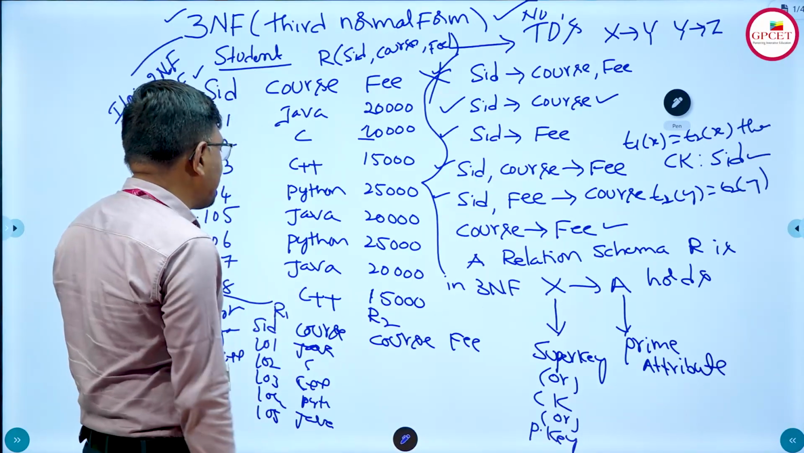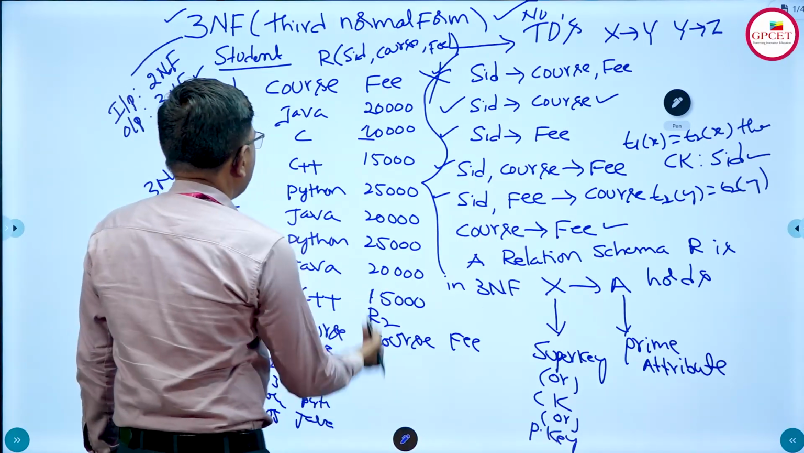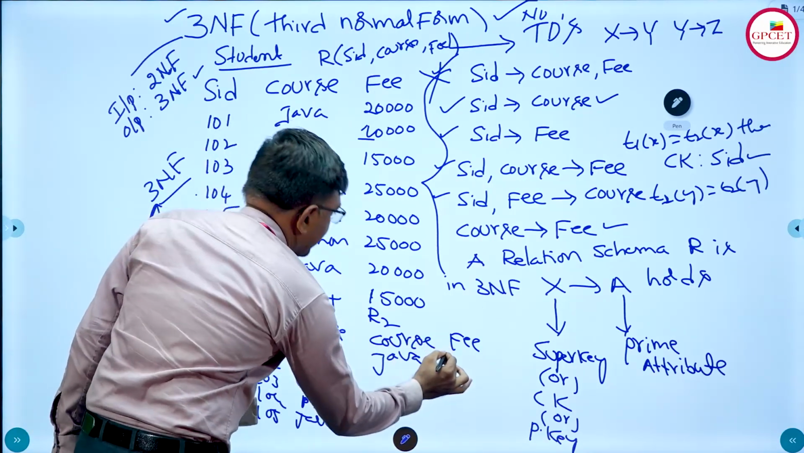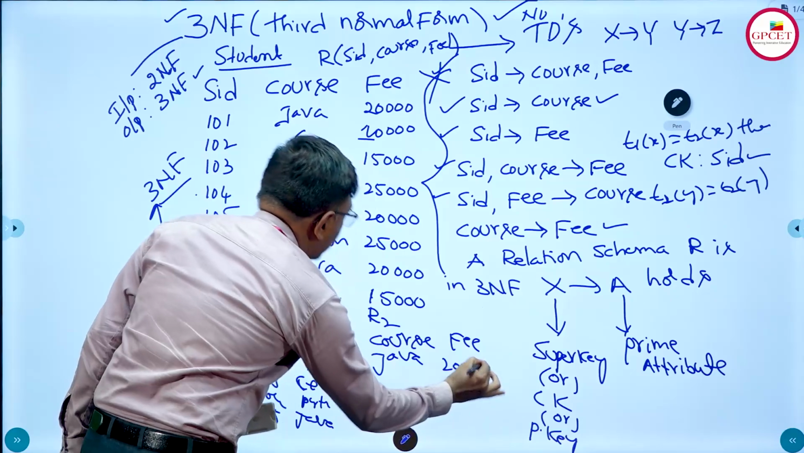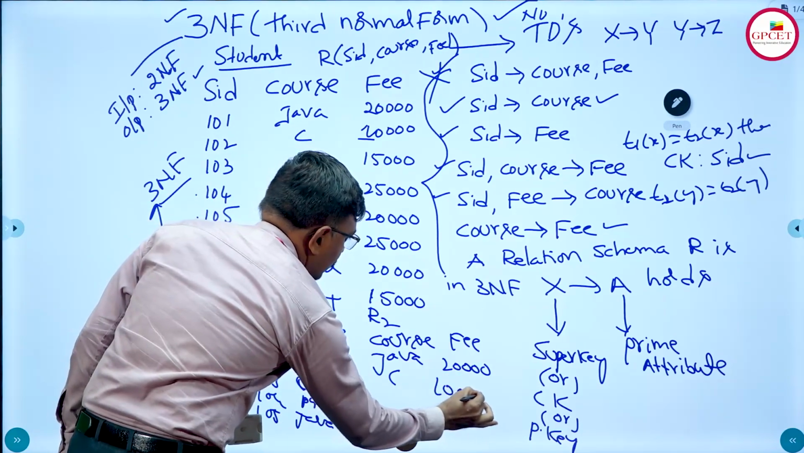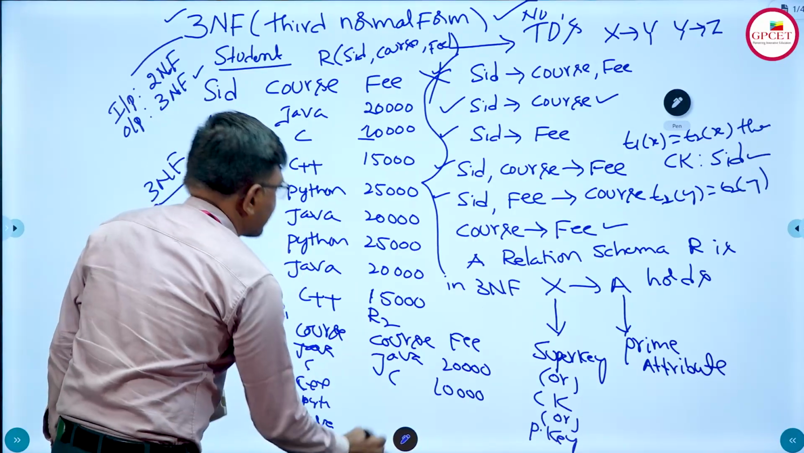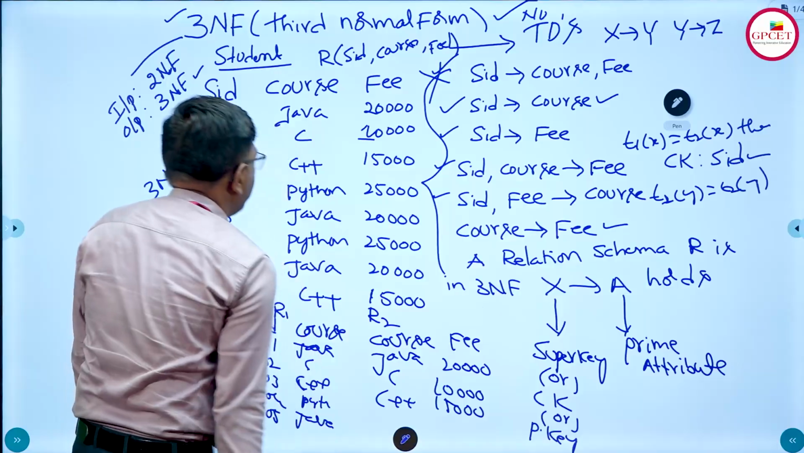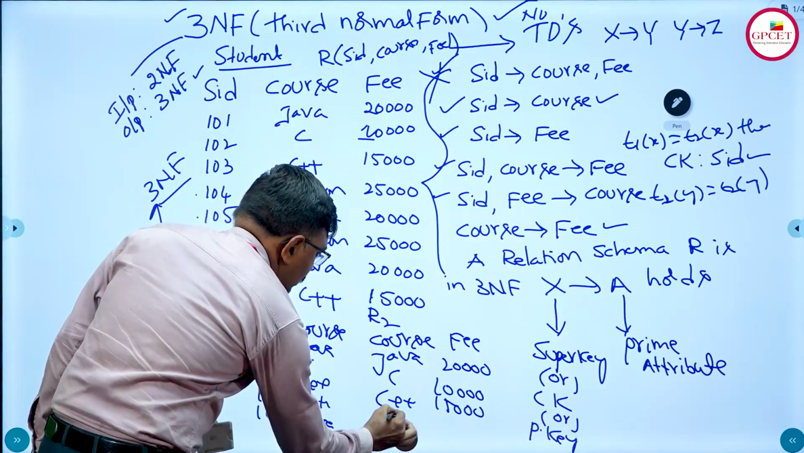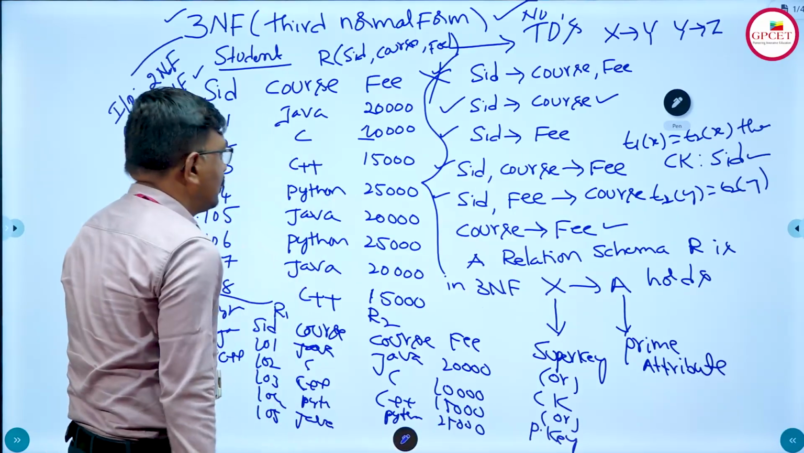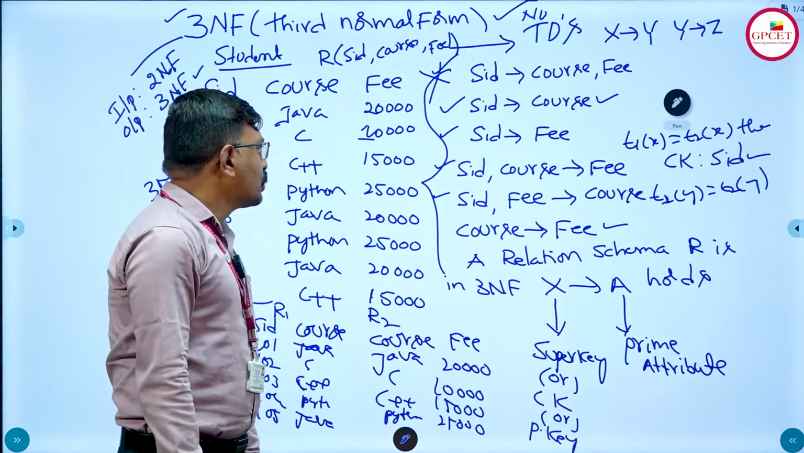Whereas in the second relation R2, course and fee. What is the course? First one is Java, that is 20,000. Next is C, 10,000. And then C++, 15,000. Last one Python, that is 25,000.